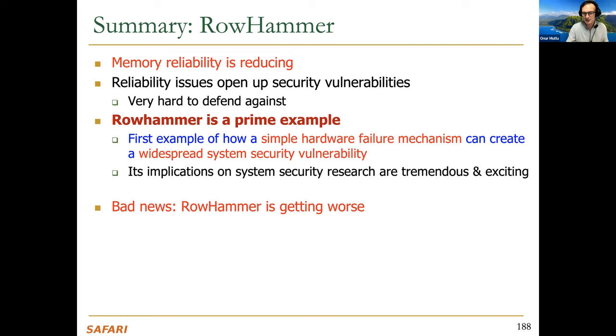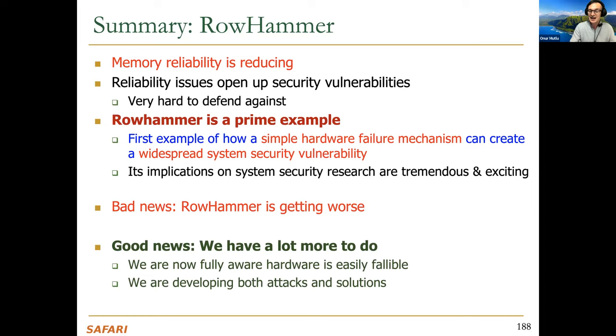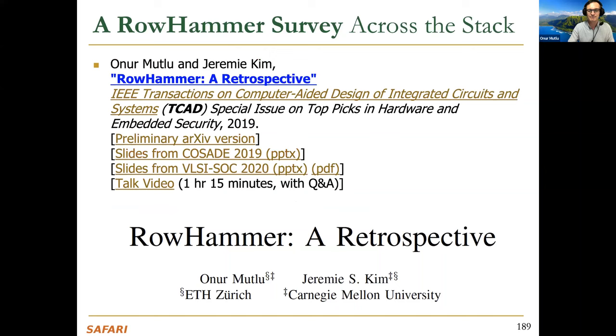That was one of the proposed solutions, right? Why are we scaling DRAM? Well, we need more storage because data is growing in our applications. So that's why we're scaling DRAM. The good news is we have a lot more to do. We're now fully aware that hardware is easily fallible. We're developing both attacks and solutions. That's good. That's a good mindset. But maybe we need to be more open in our solutions and industry as well. And we're developing principled models and methodologies and solutions, which we should keep doing, in my opinion.